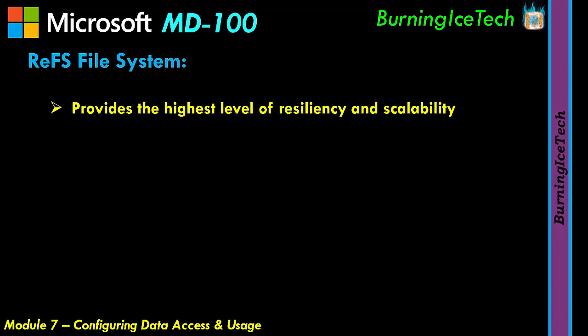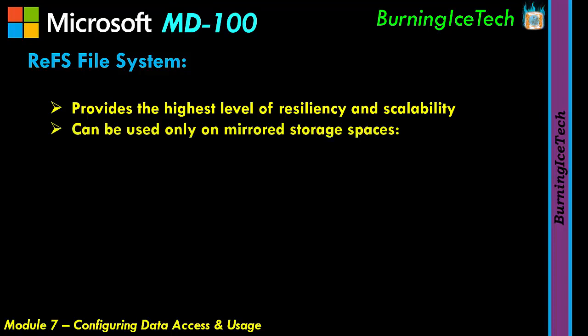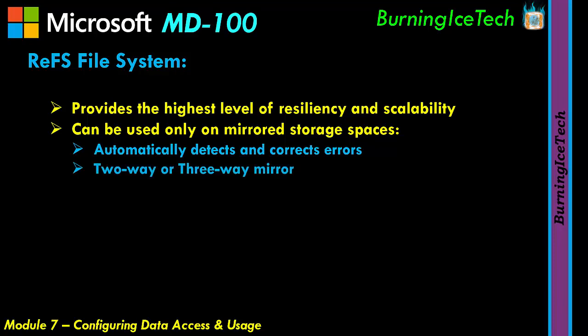Something you need to be aware of with the ReFS file system, which a lot of folks don't actually know, is that it's only or mainly used for mirrored storage spaces. It automatically detects and corrects errors in those storage spaces, and it can do both two-way as well as three-way mirror. ReFS includes only some of the NTFS file system's features, so not all of them, some of them.